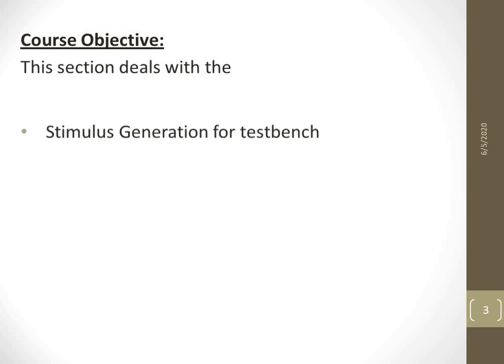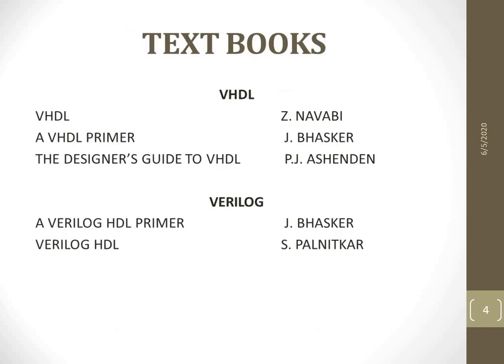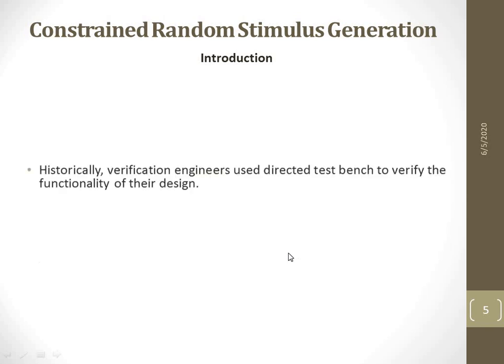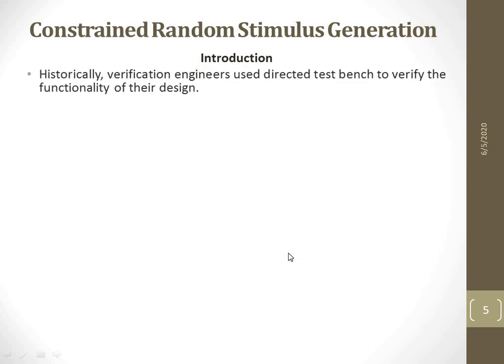The objective of this course is to teach you how to write the stimulus for a test bench. This section deals with stimulus generation for a test bench, and since I'll be showing you examples in VHDL as well as Verilog, you can refer again to the same books which I mentioned earlier. First we'll see the introduction to constraint random stimulus generation.